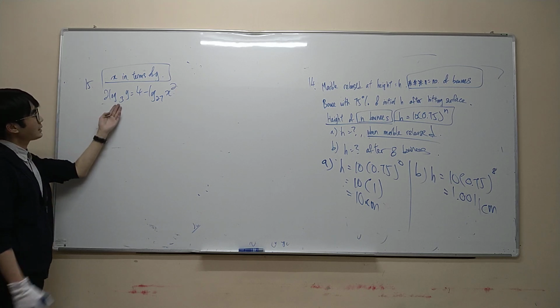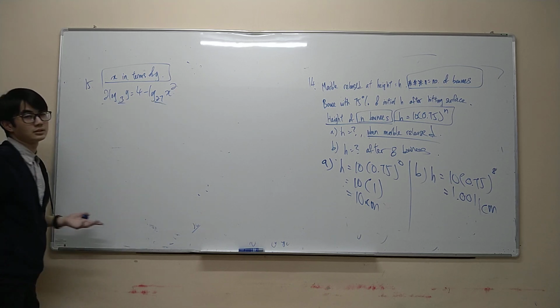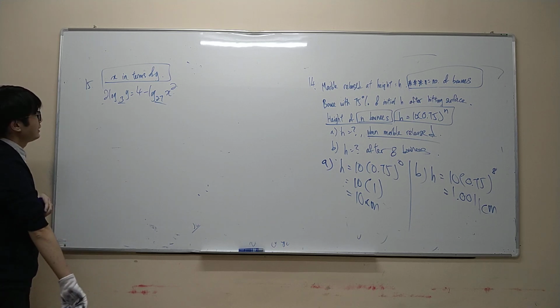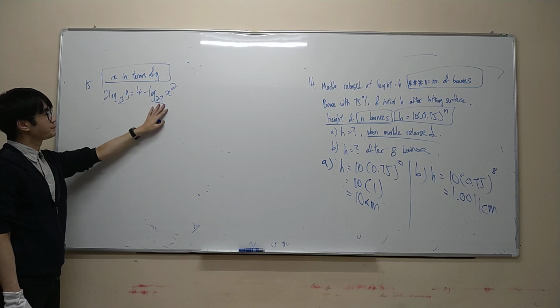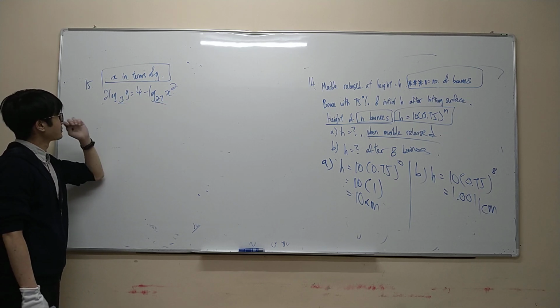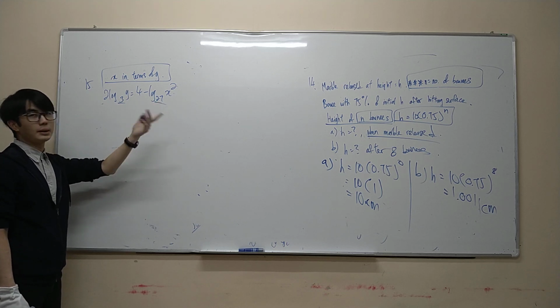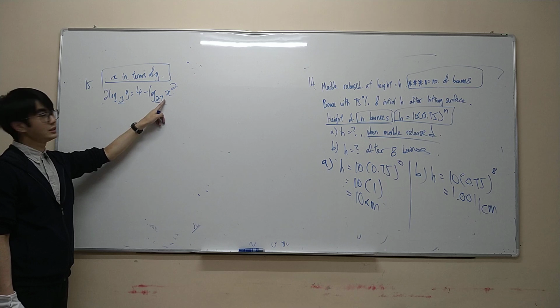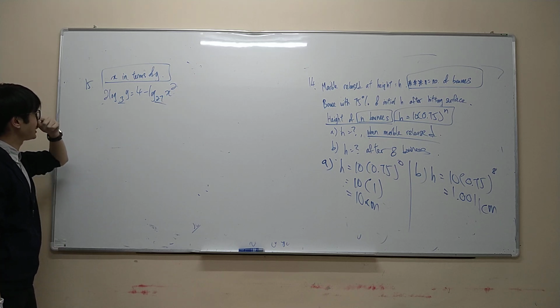So is the base the same? This is base 3, this is base 27. Not the same. So how can I make it the same? We can change base 27 to base 3. You know why? Because 27 is 3 power 3. And if you change to base 3, later you can cancel here. So that's why it's better to change to base 3.